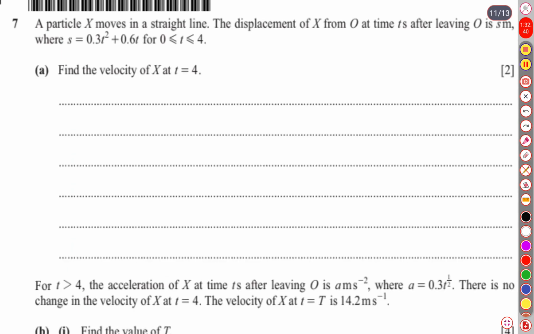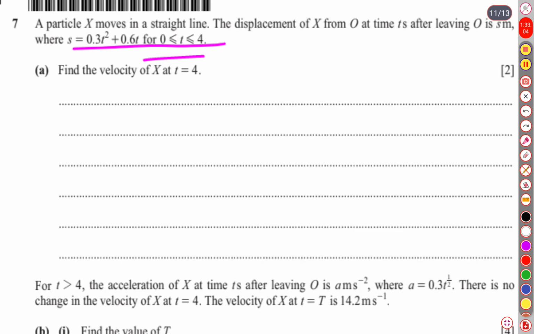The question says a particle x moves in a straight line. The displacement of x from O at time t seconds after leaving O is s meters, where s is equal to 0.3t² + 0.6t for 0 ≤ t ≤ 4 seconds. That means the expression for displacement is given and they have told us to find the velocity.